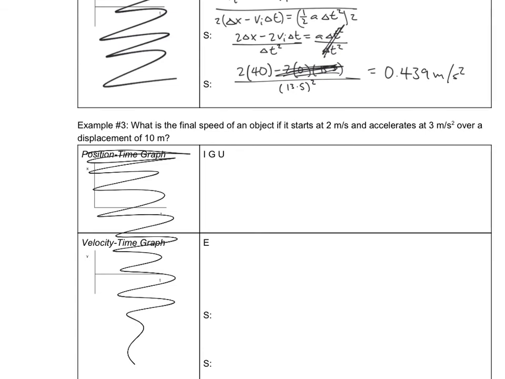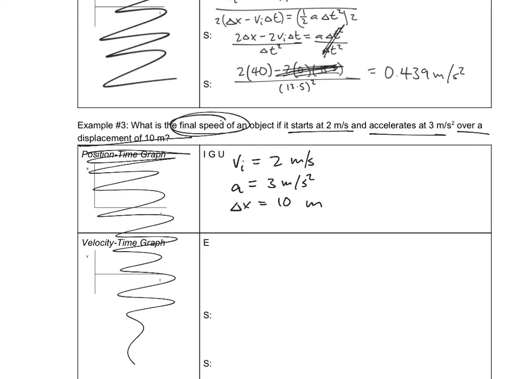Our first given is that it starts at 2 meters per second. The starting velocity is VI, and it's 2 meters per second. Then it says it accelerates at 3 meters per second squared. So we've got acceleration equals 3 meters per second squared. And the displacement, or change in position, is 10. So that's delta x equals 10. And the question asks, what is the final speed? So VF is our question mark.